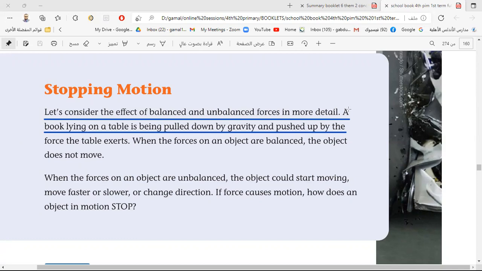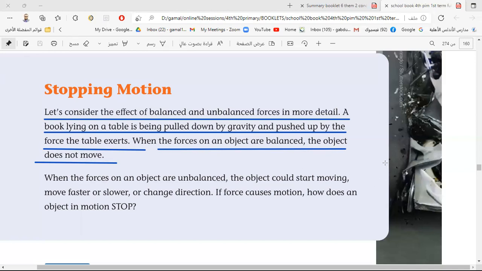A book lying on a table is being pulled down by gravity, pushed up by the force the table exerts. When you put the book on the table, the book doesn't move. Why? There are two forces. One force down, which is the pulling force of gravity, and another force up, the push of the table. The table pushes it up, okay? So there is a balanced force on the book.